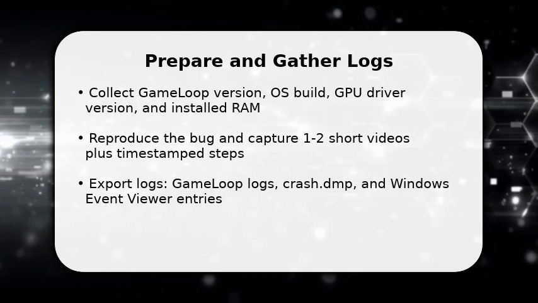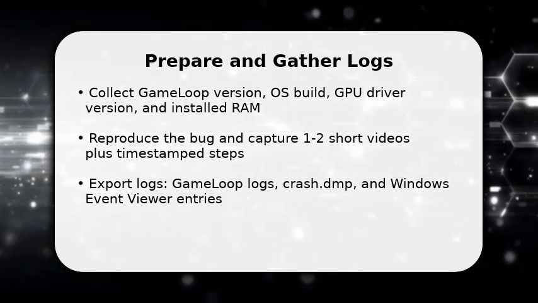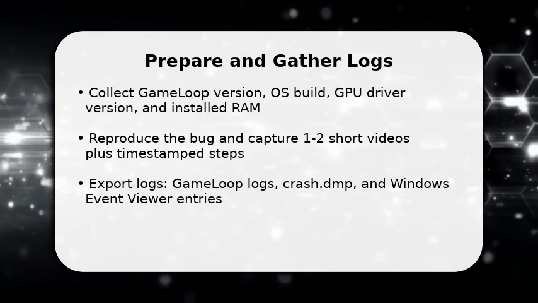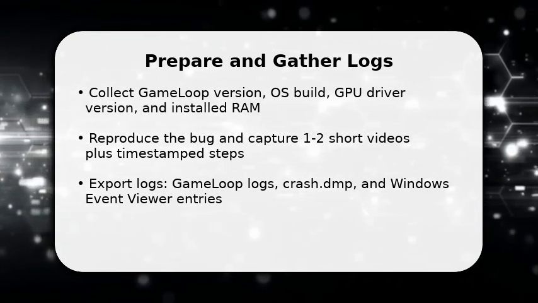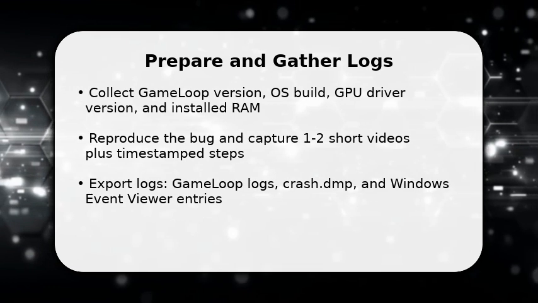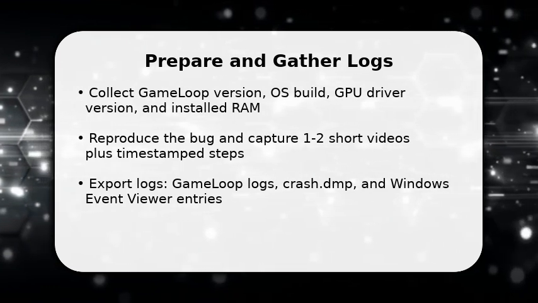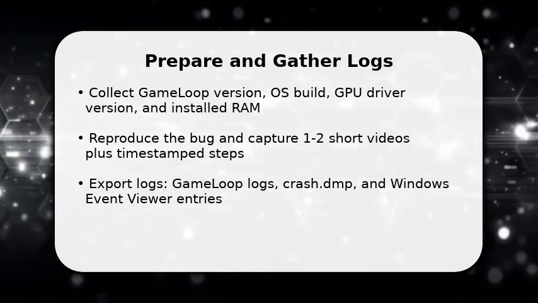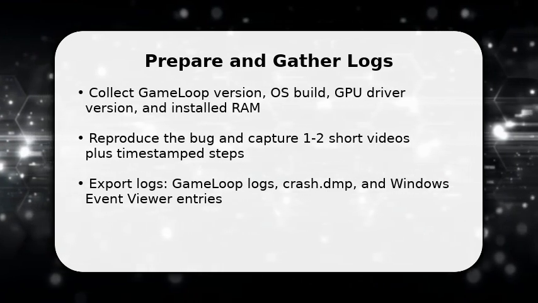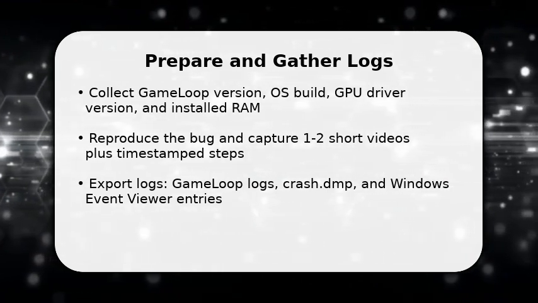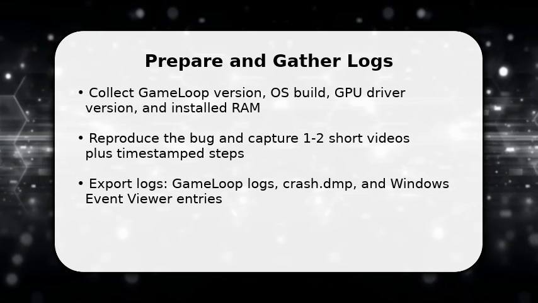Next, export Gameloop logs and any crash DMP files, open Event Viewer, and save relevant error entries. Once done, compress these artifacts into a single archive and name it with version and date. Make sure to note CPU/GPU load and exact time of the failure for correlating logs later.